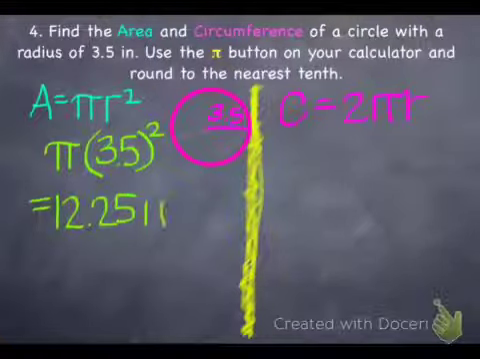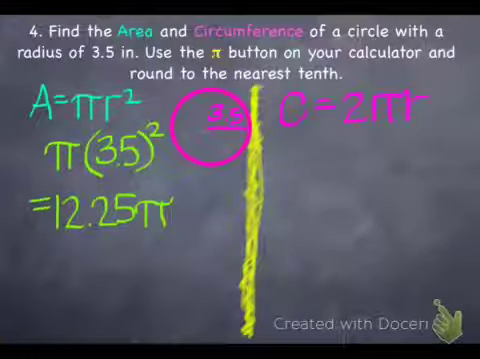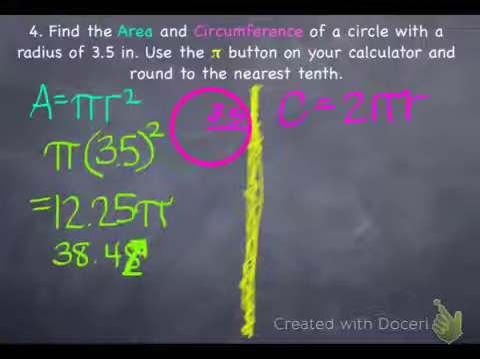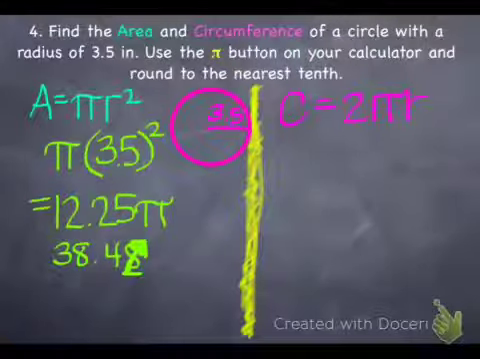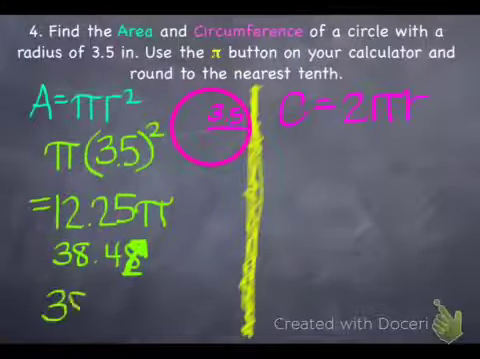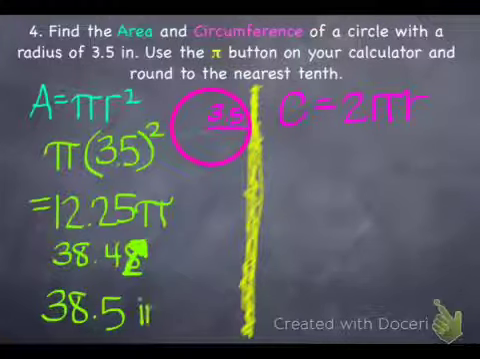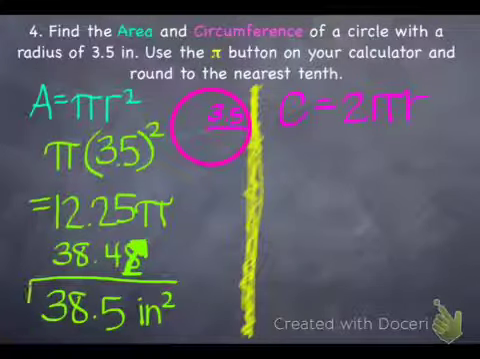And we still have to multiply by pi, so we get 38.48. And to round up or keep it, we're going to round up because this is an 8, which is bigger than 5. So it becomes 38.5. And we're doing area, so this is going to be squared inches, or inches to the second power.